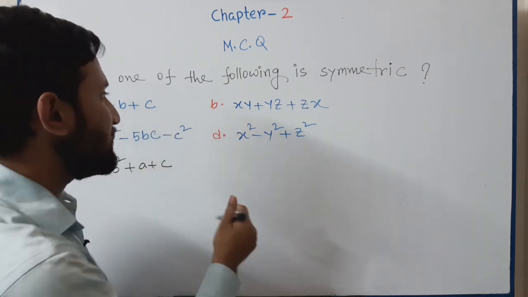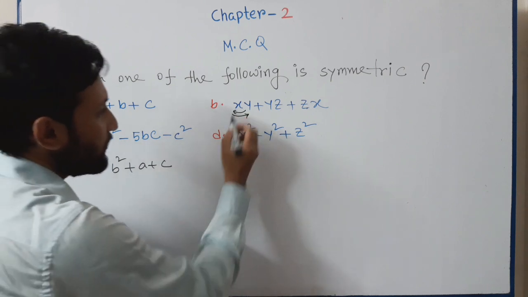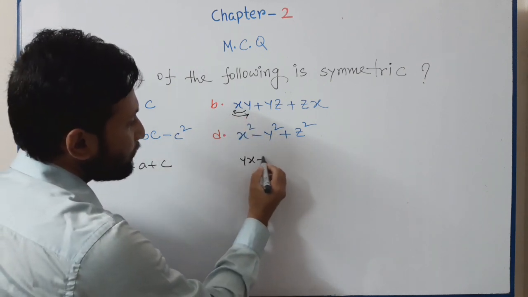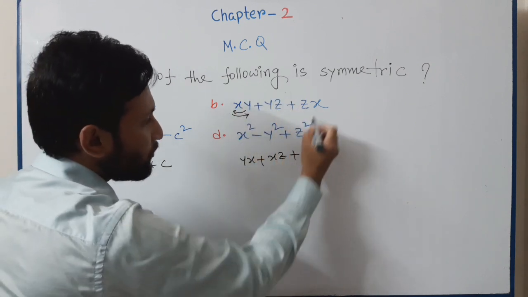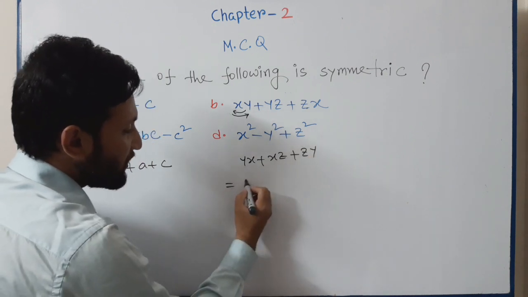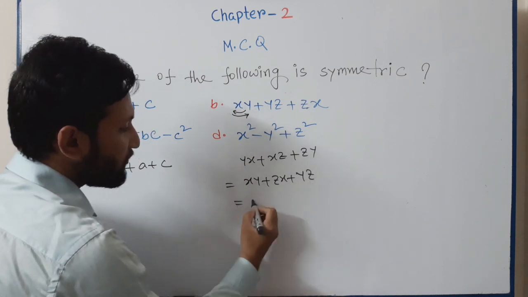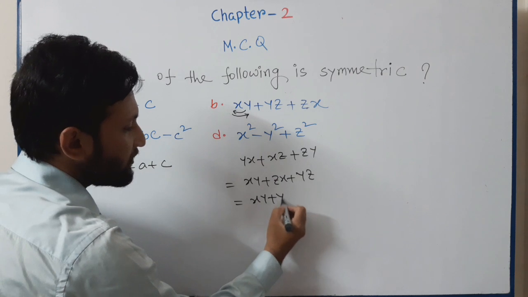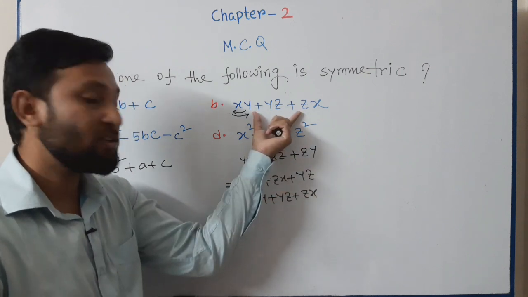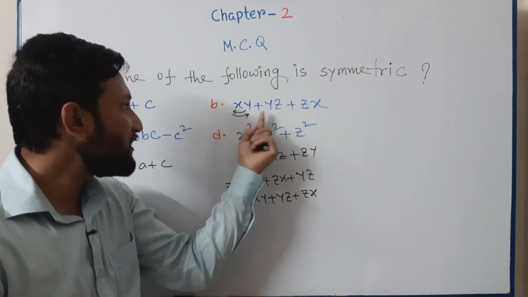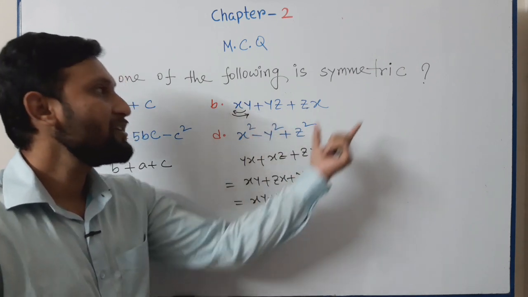Now option B, if we interchange x to y and y to x, what will happen? We get yx plus xz, x to y and y to x, plus zy. By rearranging we can write xy plus zx plus yz, and also we can write xy plus yz plus zx. So this expression and this expression are similar. By interchanging two variables, these two expressions are similar, that means unchanged. So this is a symmetric expression.